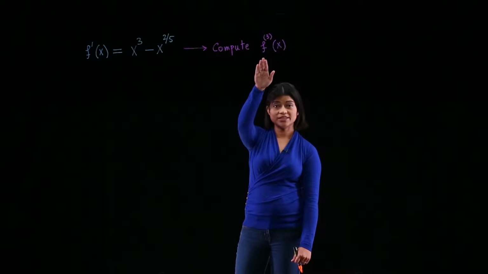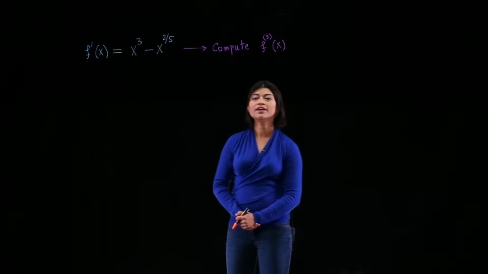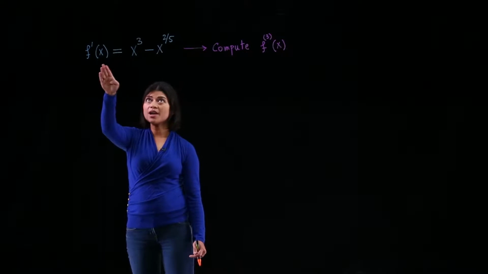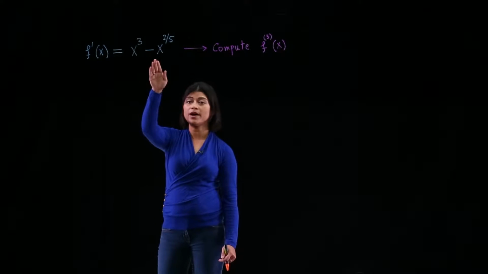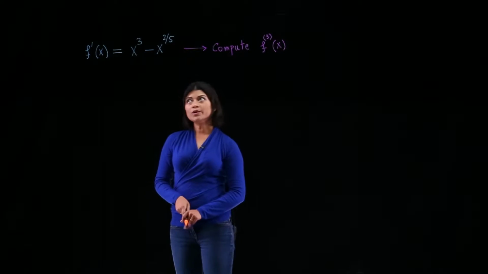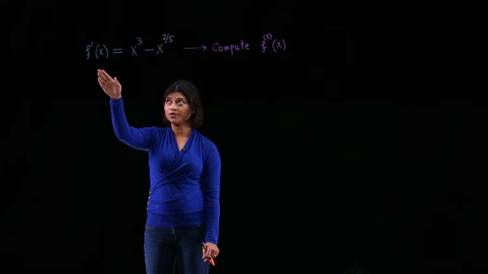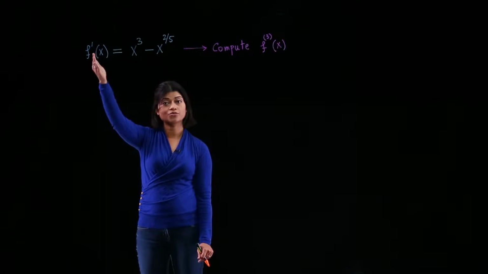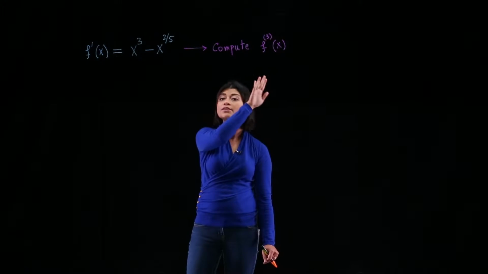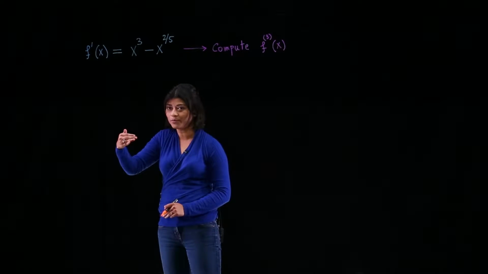In this problem, we have to compute f triple prime of x, which is the third order derivative of the function f. It's given to us that f prime of x is x cubed minus x to the power 2/5. Notice that the original function is not given to us, but the first order derivative is given to us. Using that, we have to compute the third order derivative. Well, there is a second order in between.